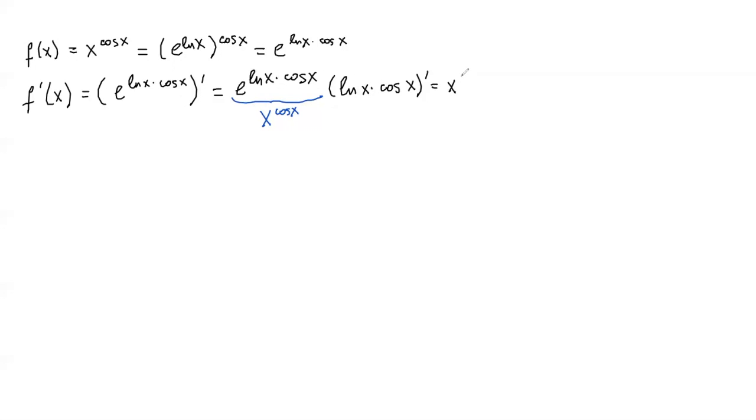So we get x to the power of cosine x. And the product rule tells us that we need to take the derivative of the first term, which is the derivative of the log, and it's just 1 over x, times the second term, which is cosine x, and plus the first term, which is log of x, times the derivative of the second term. The derivative of the cosine is minus sine.